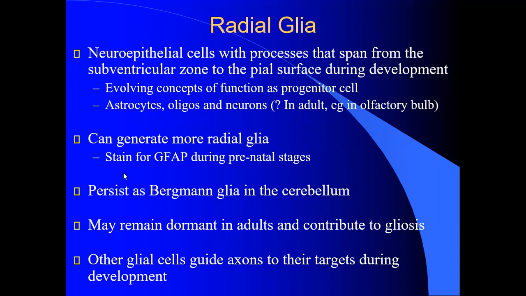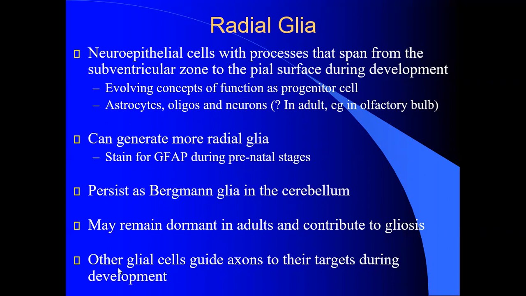At a prenatal stage, they will start to stain for GFAP. Radial glia will persist in the cerebellum as the Bergmann glia, big structural glia. And they remain dormant in the adult nervous system, although they are thought to contribute a great deal to gliosis. So when you start generating astrocytes and that sort of thing, the radial glia will become active again.